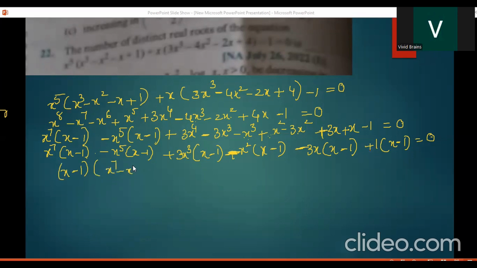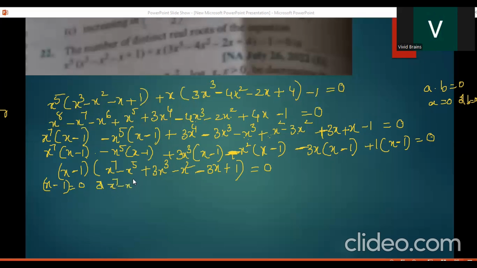x power 7 minus x power 5 plus 3x cube minus x square minus 3x plus 1 is equal to 0. What is the meaning? Whenever two terms a into b is equal to 0, what is the meaning? Either a is equal to 0 or b is equal to 0. Okay. In the same sense, x minus 1 is equal to 0 or x power 7 minus x power 5 plus 3x cube minus x square minus 3x plus 1 should be 0.